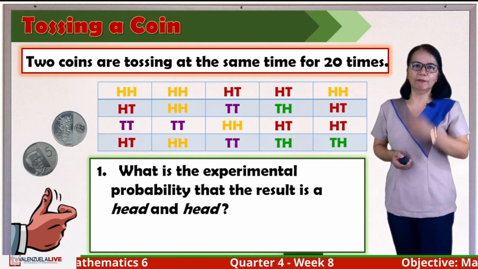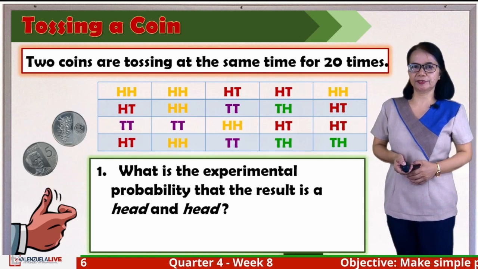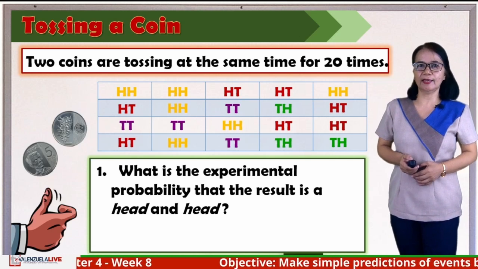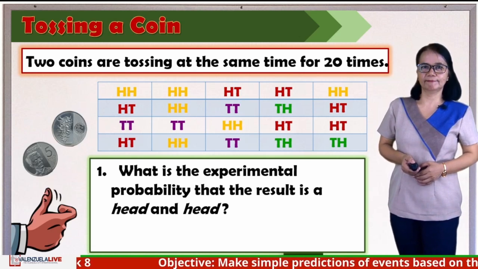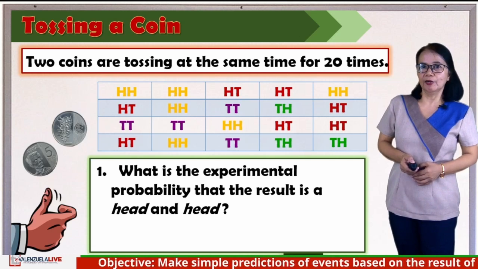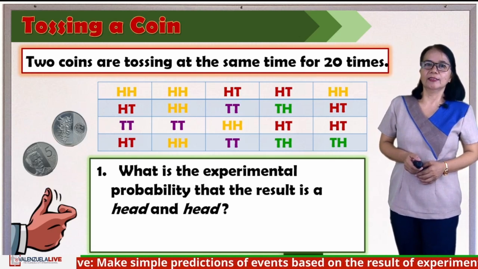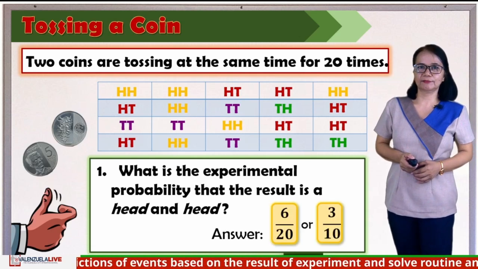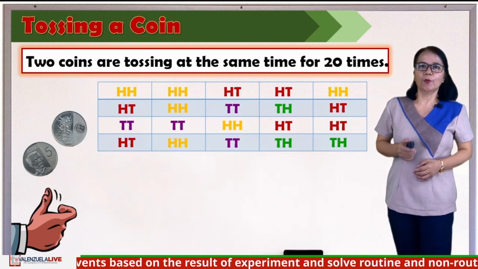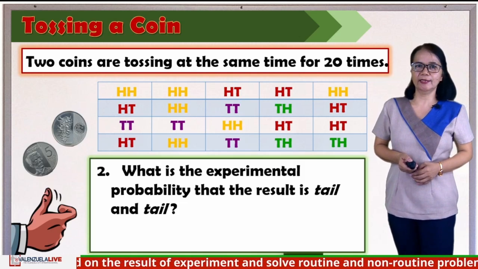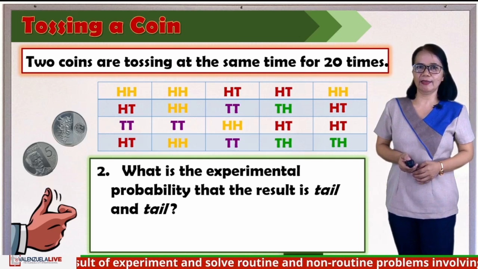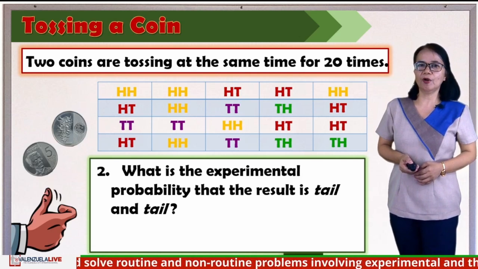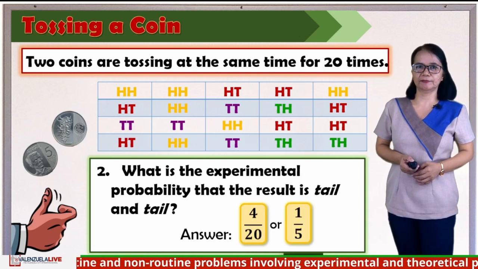Based on the data above, answer the following questions. What is the experimental probability that the result is a head and head? There are 6 out of 20. The probability is 6 over 20, or 3/10. How about number 2? What is the experimental probability that the result is tail and tail? Yes, it is 4 over 20, or 1/5.